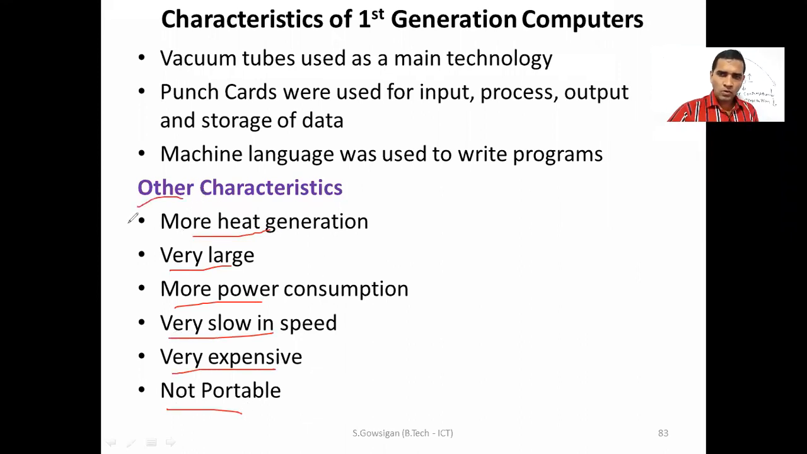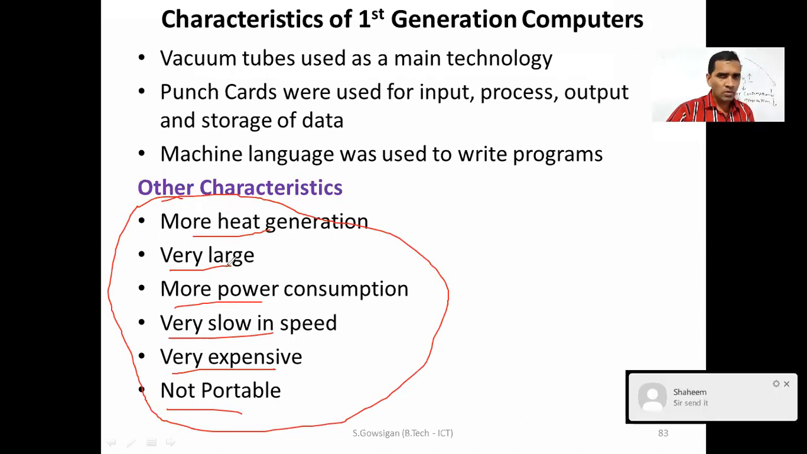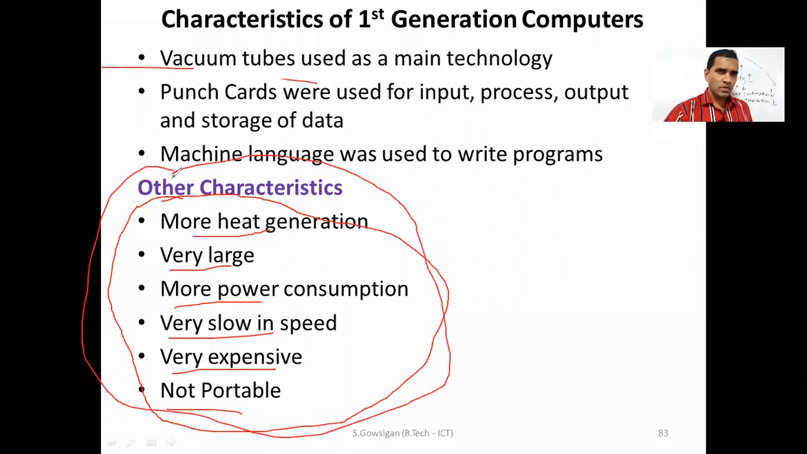Look here, all these characteristics are not in favor of humans. Does anybody want any of these characteristics? No, all these things are against us, right? Nobody wanted heat generation, very large size, more power consumption. We experienced such characteristics because of the main technology. During that period, computers were built using vacuum tubes, so when vacuum tubes were used, we experienced such characteristics. All these characteristics are unwanted.